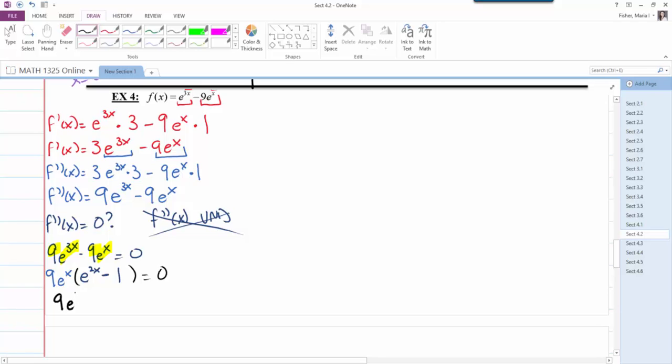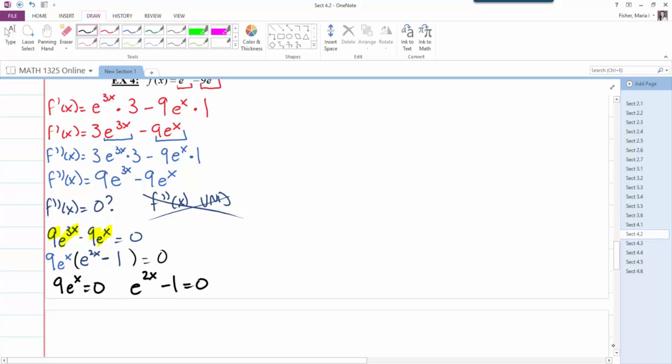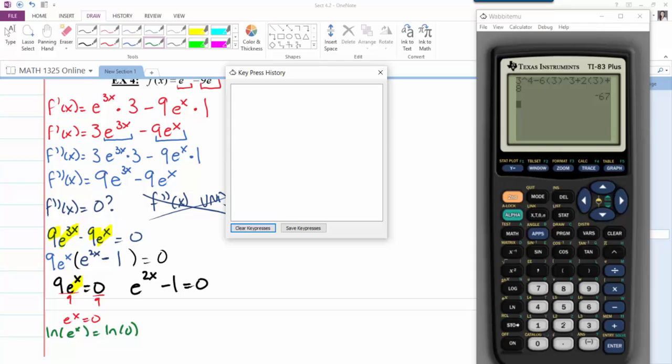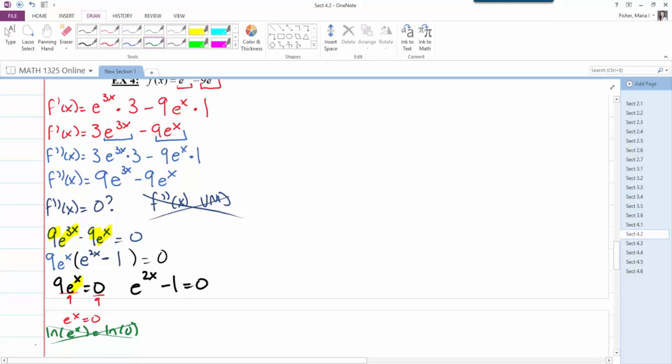So now if I set both of these equal to 0 to solve for x, on the left I have 9e to the x equals 0, and on the right I have e to the 2x minus 1 equals 0. We know that to solve these types of exponential equations, we have to isolate the base first. So I need to get e to the x by itself here. First divide both sides by 9, and I get e to the x is equal to 0. If I take the natural log of both sides, the natural log of e to the x equals the natural log of 0. The calculator is going to tell me error. You can't take the natural log of 0. It's not part of the domain. So from here, I don't have any place where e to the x is equal to 0.